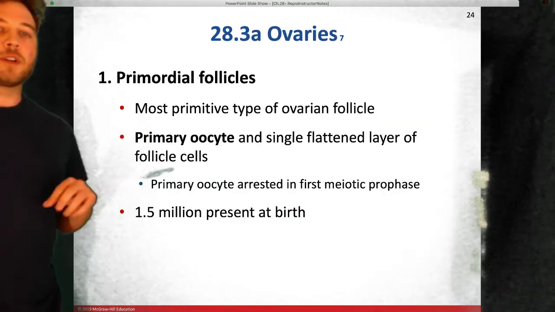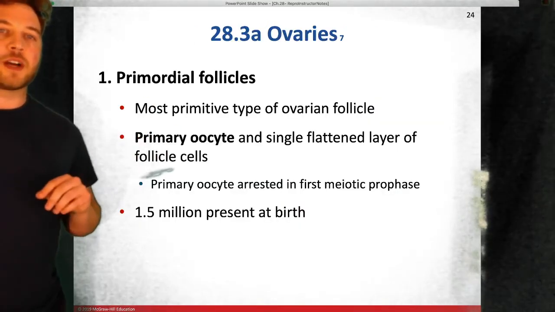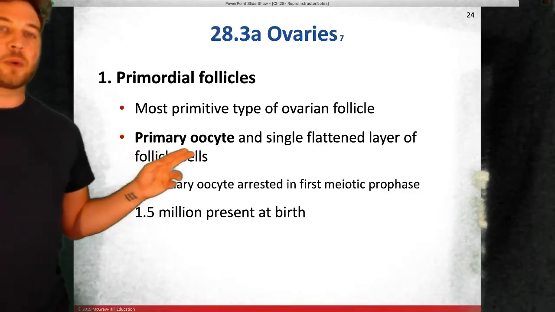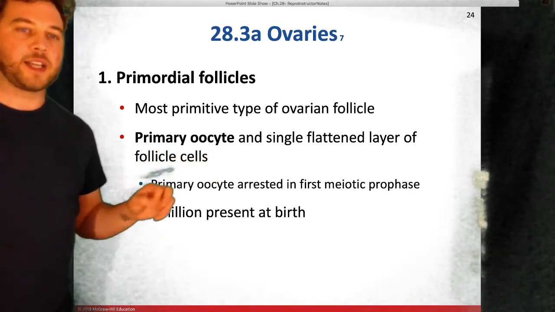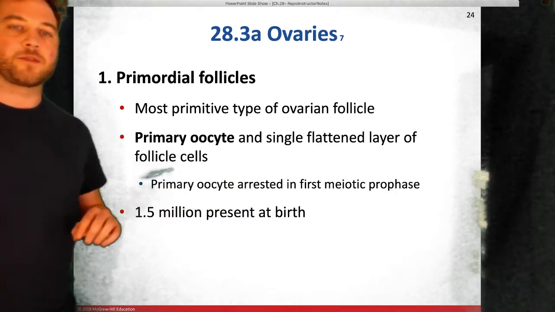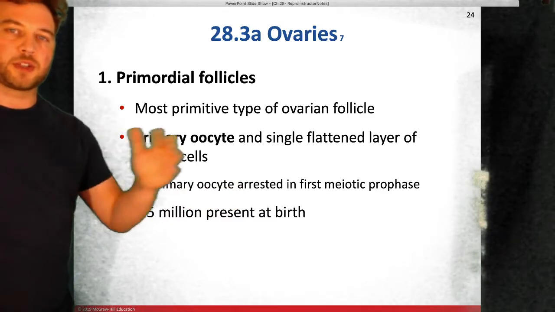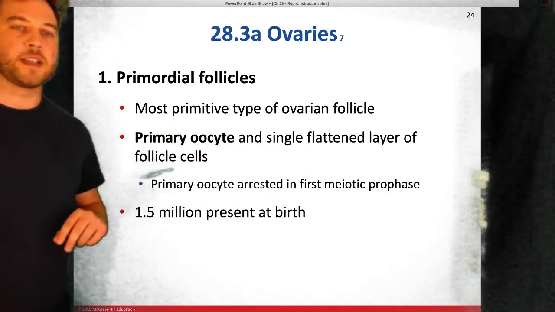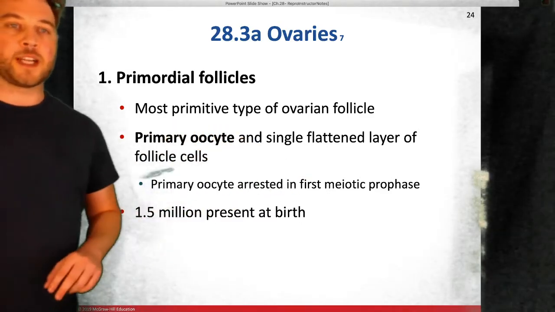All right, starting with your primordial, it's the most primitive type of ovarian follicle. It contains a primary oocyte and a single flattened layer of follicular cells. This primary oocyte is arrested in the first meiotic prophase. Remember, meiosis has 2 stages; it's going to be in the first meiotic prophase. 1.5 million are present at birth.